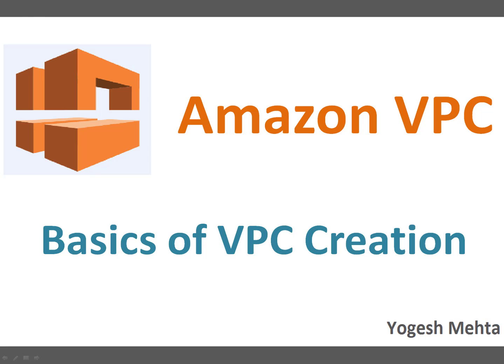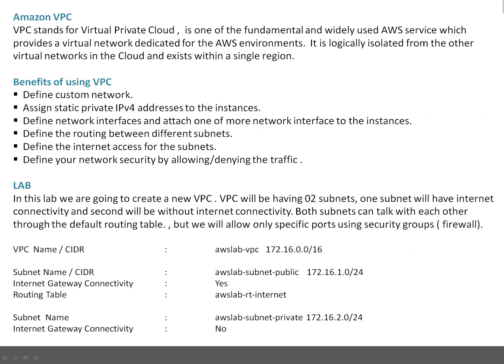So let's begin. I believe you have already watched the last video, but again I want to cover the basics. Amazon VPC. VPC stands for Virtual Private Cloud. VPC is one of the fundamental and widely used AWS service which provides a virtual network dedicated for your AWS environment. VPC is logically isolated from other virtual networks in the cloud and exists within a single region.